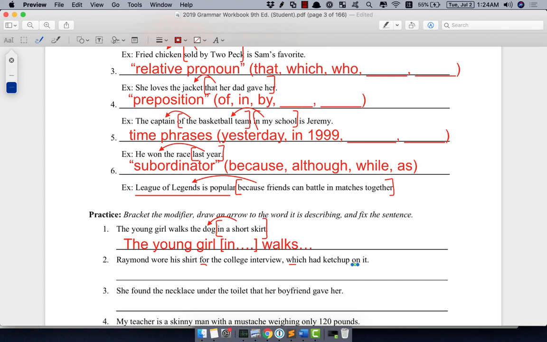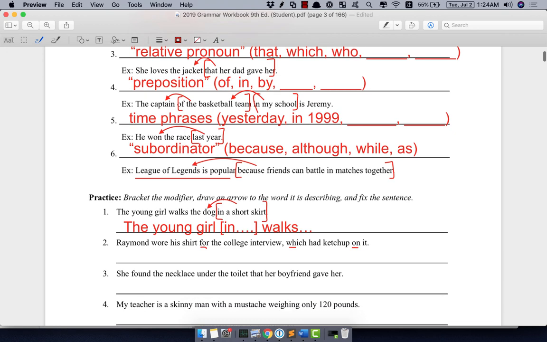And sometimes you might have a big modifier bracketing a smaller modifier. In this case, you have one starting here, which is for the interview, so this is a modifier. Then there's a which here. This one doesn't just end at which had ketchup. It's which had ketchup on it. This whole thing is one big modifier, and then on it is a small one in the middle. It's kind of hard to draw on the laptop, so I'm going to move the bracket here.